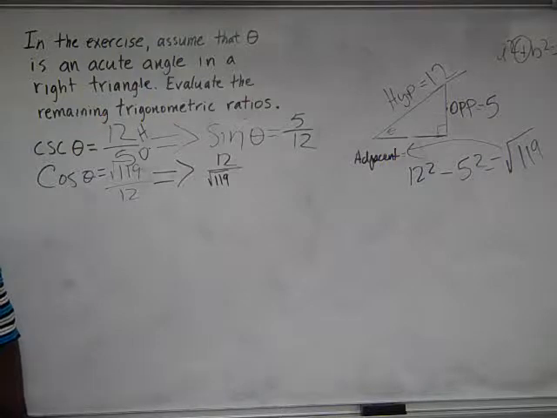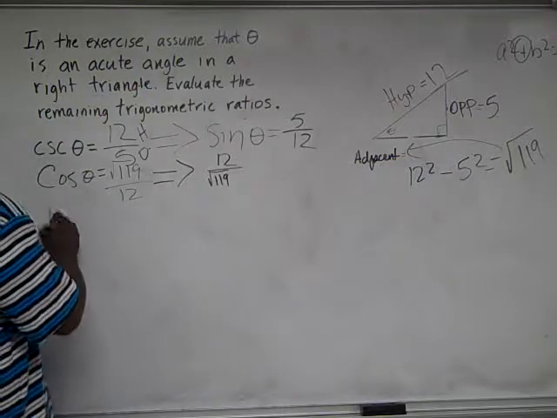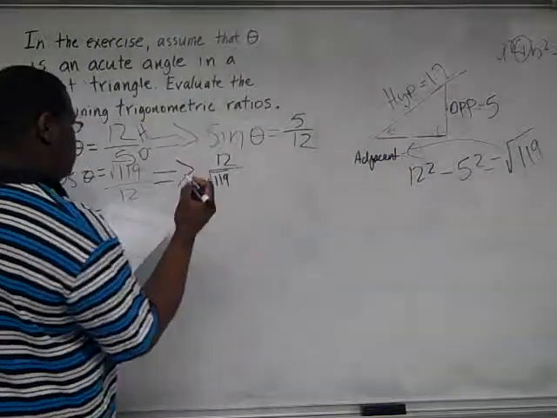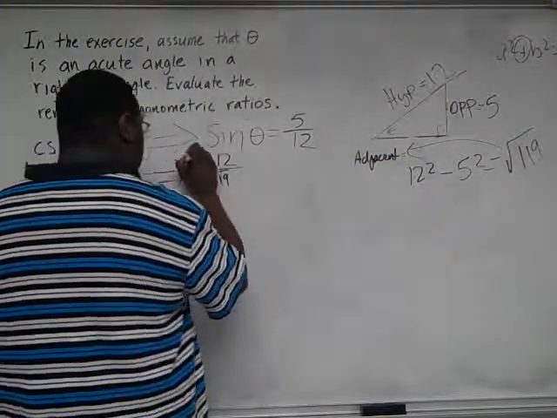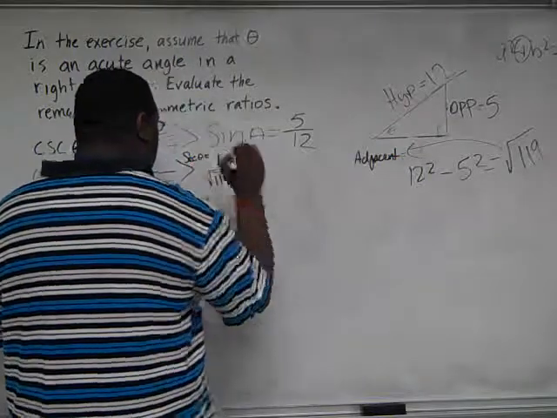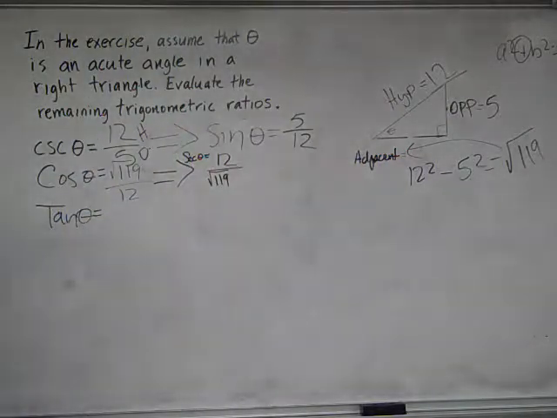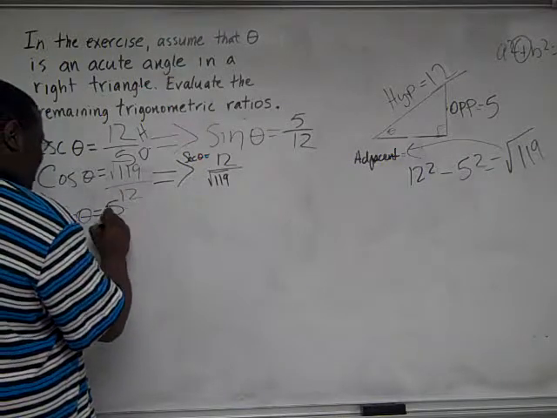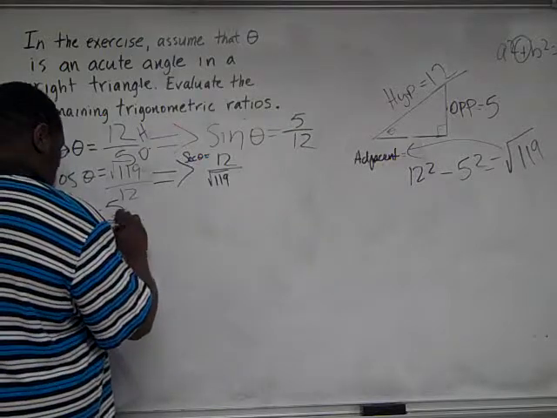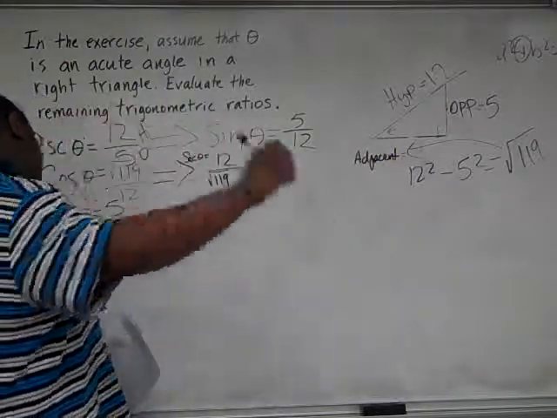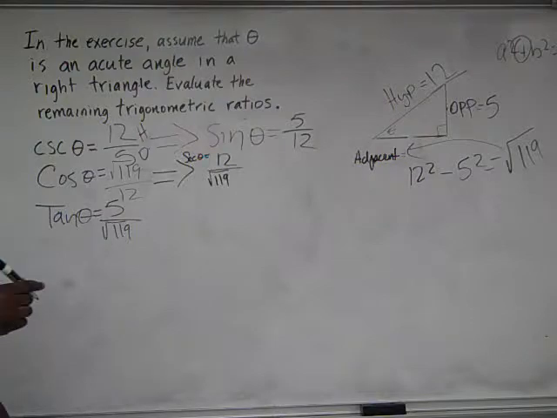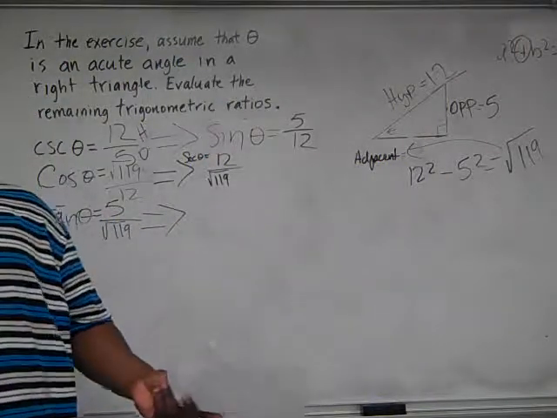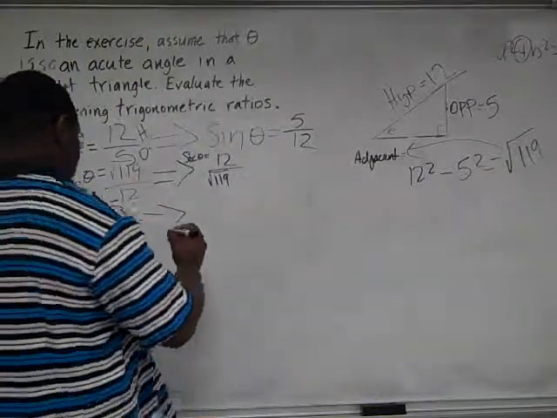Last one we have is tangent. And tangent is opposite over adjacent. So that'll be 5 over the square root of 119. Correct. And the opposite of tangent is cotangent, which will be the square root of 119 over 5. Basically flipped.